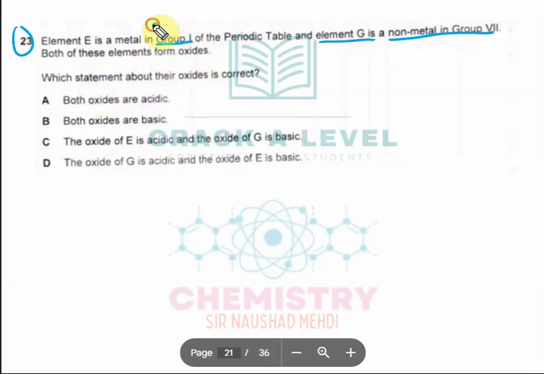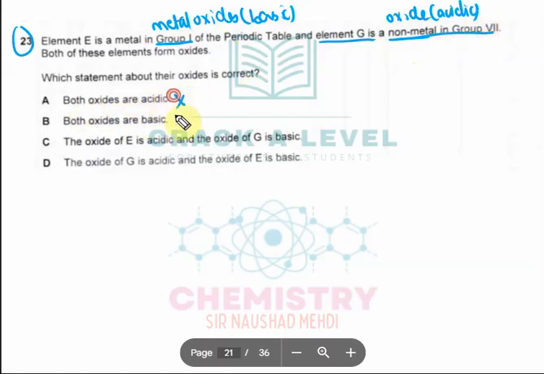So as we all know, group 1 is a metal. If we talk about metal oxides, metal oxides are basic in nature, okay, and it's a non-metal over there, so non-metal oxides would be acidic in nature. So which statement about that? Both of the oxides are acidic? No. Both are basic? No.